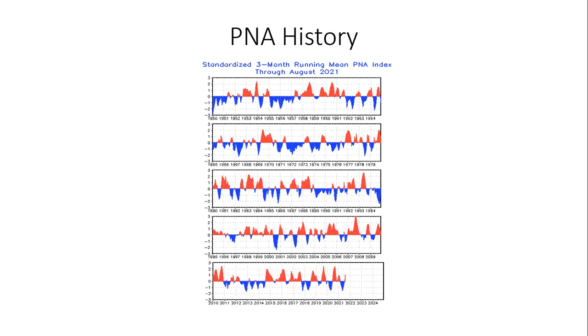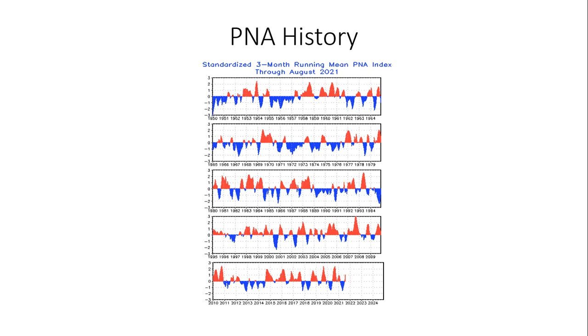Here is the Pacific North American pattern history, the PNA, showing you the standardized 3-month running mean PNA index through August 2021. The red spikes indicate positive PNA periods, and the blue negative PNA periods. So the positive PNA periods, again, just as a reminder, correlate to an upper level ridge over the western U.S. and western Canada, with colder temperatures over the central and eastern U.S. and a trough, while the blue shading, the negative PNA, is the opposite.